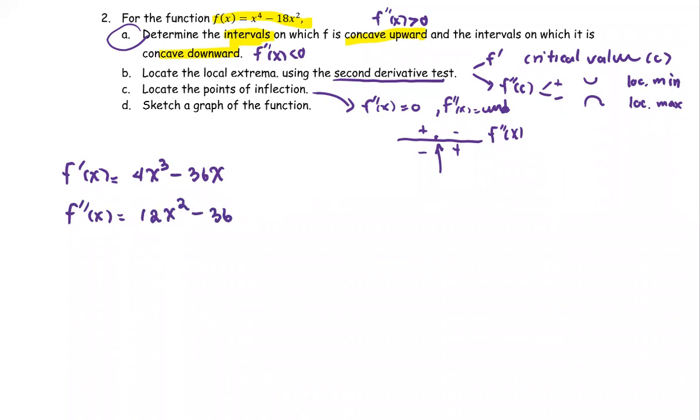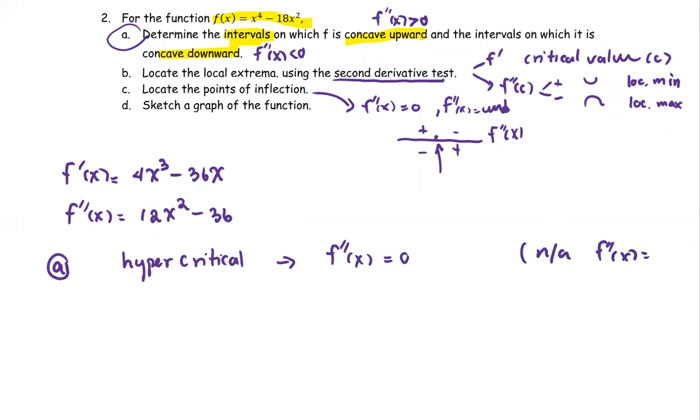Okay, and now we're going to check which intervals are concave up and concave down. So part A, we're going to work on finding the critical points by solving f double prime equals 0. We disregard f double prime undefined because in this problem the function is a polynomial, so nothing is undefined because everything is defined.